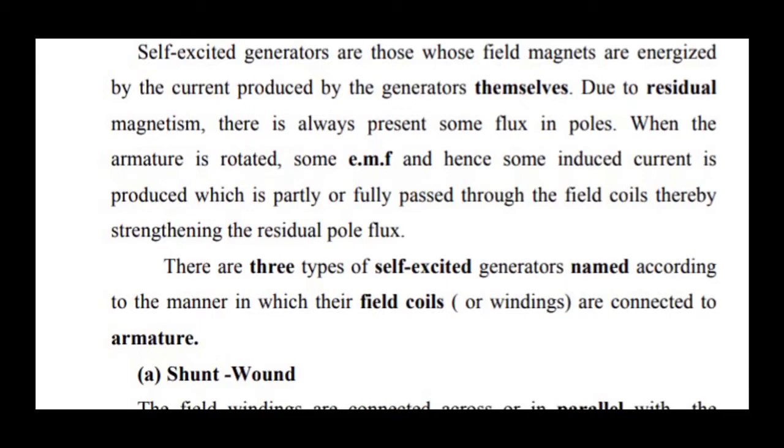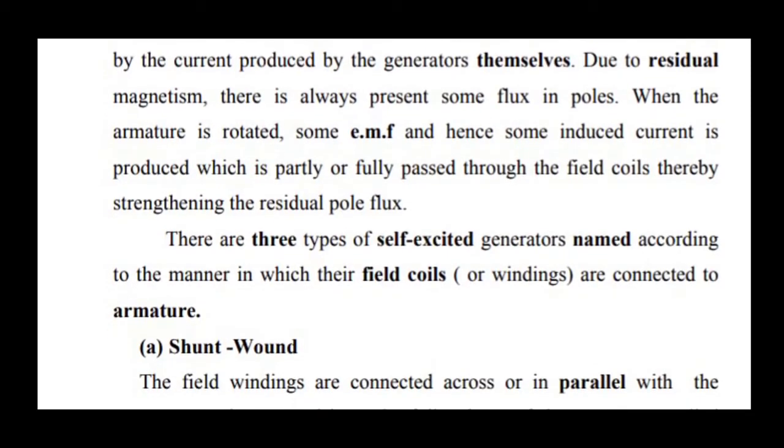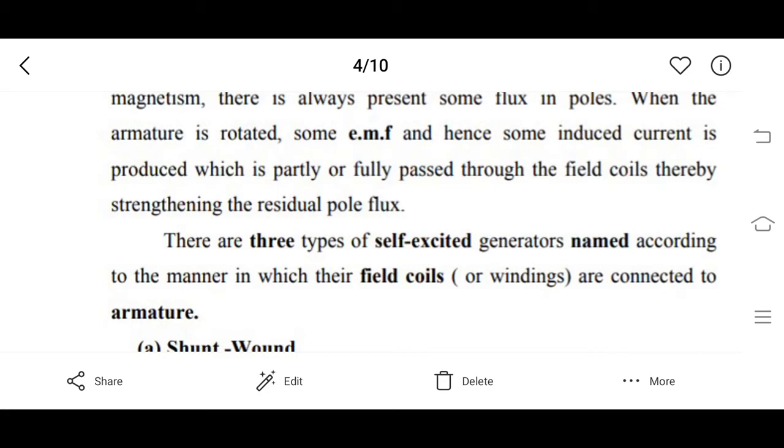Because the field winding produces this residual flux and the armature winding is rotated by the prime mover, the armature conductor cuts this 5% of the field winding flux and EMF is induced in the machine. Due to that EMF, current flows in the armature, and some amount of the current flows in the field winding and the remaining current flows in the load.